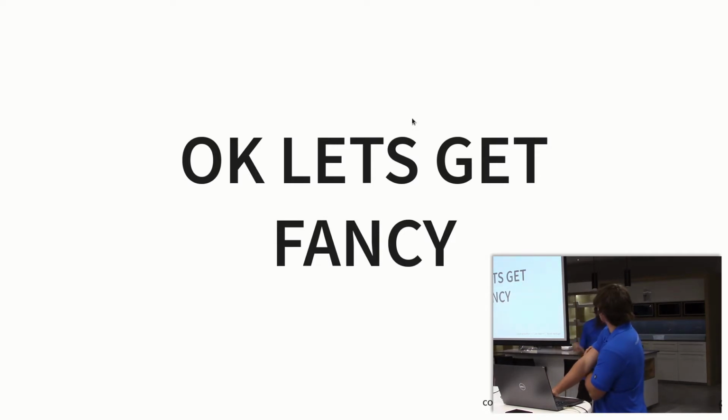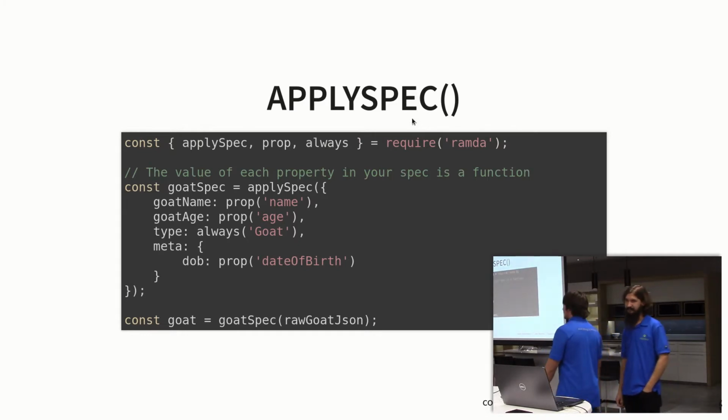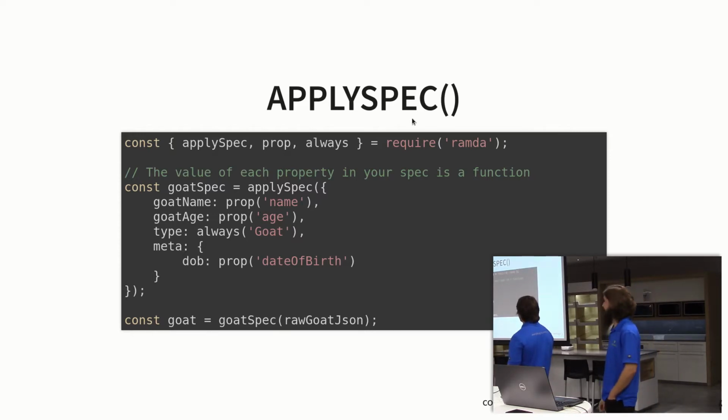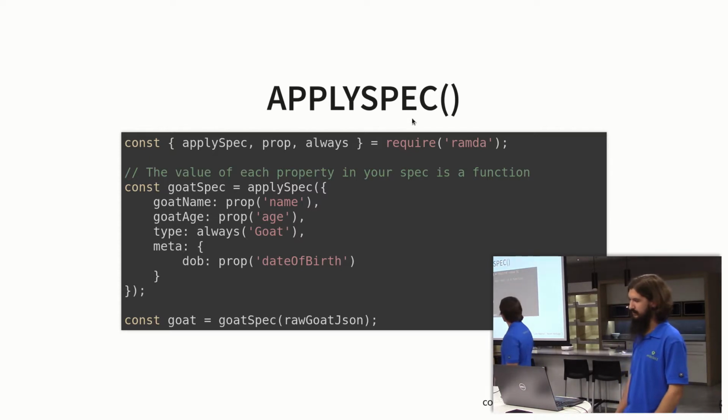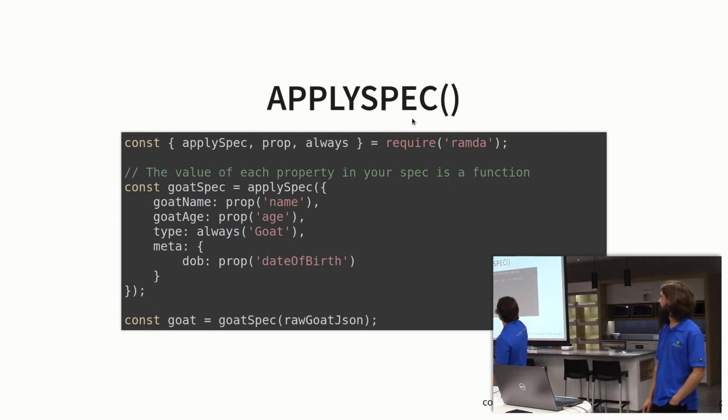Alright. Cool. So let's get a bit fancy. I think you can't really introduce a new library without saying, like, this is the whiz-bang feature. This is one of them, because we don't want to speak for 2 hours on Ramda. And this is called applySpec. So what applySpec allows you to do is define a specification for how to create an object. Okay? So in this instance, we're creating a goat spec. It knows how to create goats. Okay? I mean, you can see we've got our properties on the left there, as you would. Goat name, age, type, and meta. But on the right is always a function.